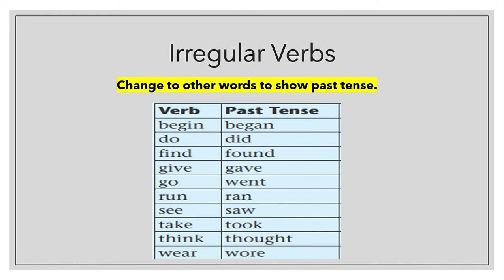Think, thought. Wear, wore. So, again, in irregular verbs, there is a change in the word. It has its own special form, like give, gave, run, ran, see, saw, take, took. I don't say taked, thinked, weared, finded. No, the word changes to the past tense. It has its own form. Okay?